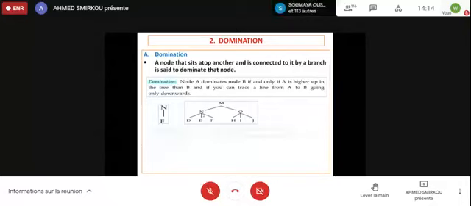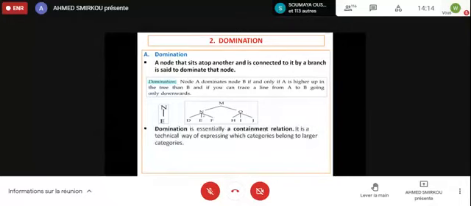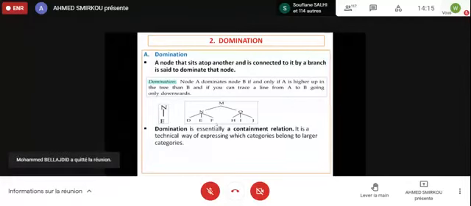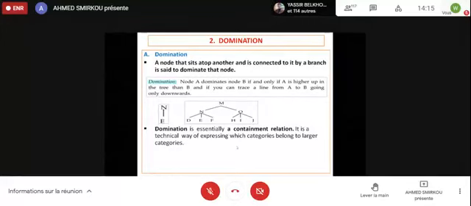So domination is essentially a containment relation. Containment, which means M dominates everything, which means it includes everything, which means that the node M targets the whole constituent. N dominates D, E and F because it contains them, because it's a constituent. The same thing for O. So it's a technical way of expressing which categories belong to larger categories. D, E, F belong to N, H, I, J belong to O, all of them belong to M.